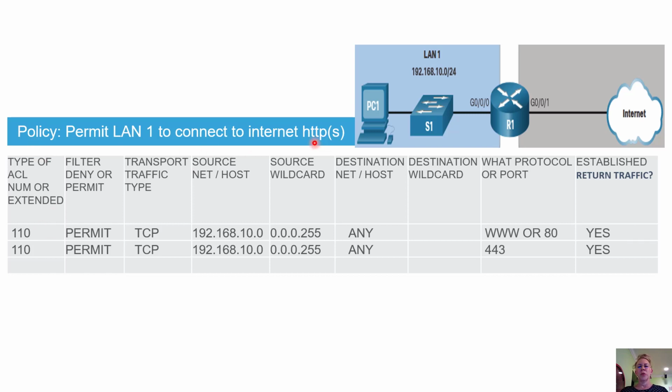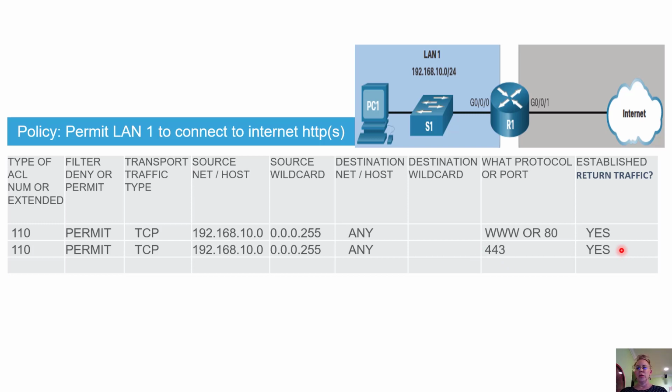Okay. So remember, our policy was for HTTP and HTTPS, so we're going to write another entry. It's the same access control list, so it's still 110. It's just another entry. Permit TCP, same source, same wildcard mask. We're going to be allowing it to go out to any destination. And now we're doing it for 443, or HTTPS. There isn't a way in the command line to do anything other than 443. Do we want to allow established traffic to return? Yes, we do.